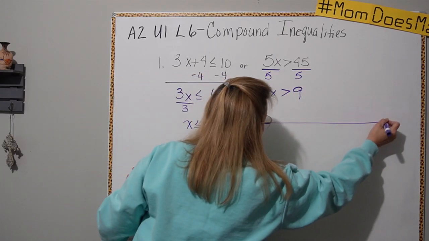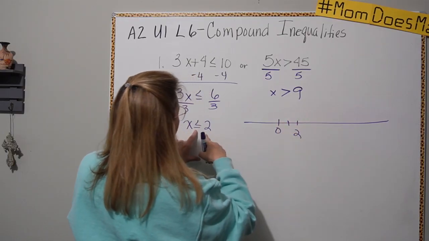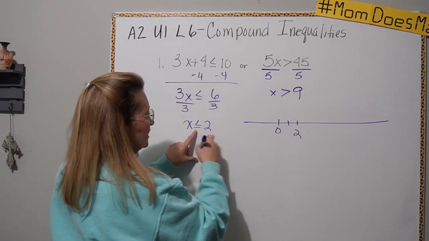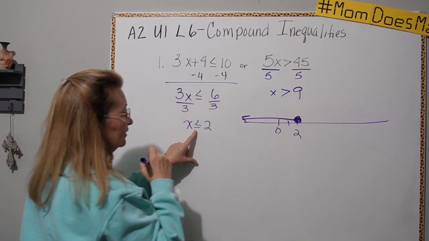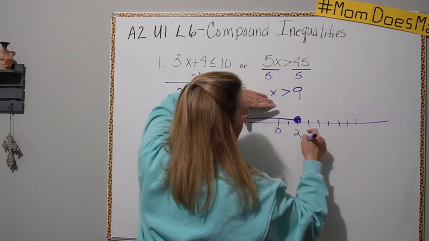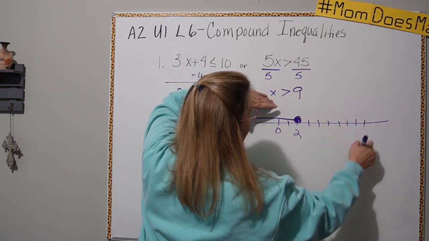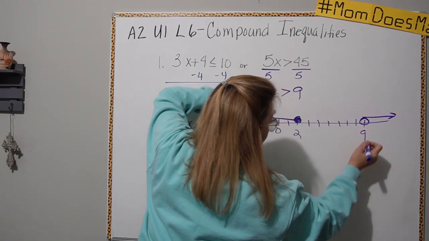So first let's graph it. I start with 2 here, and for x to be less than or equal to 2, that means a solid dot, and it's going to go to the left. All right, on the same line, 3, 4, 5, 6, 7, 8, 9, I'm going to start with 9, open circle, and go to the right, okay?